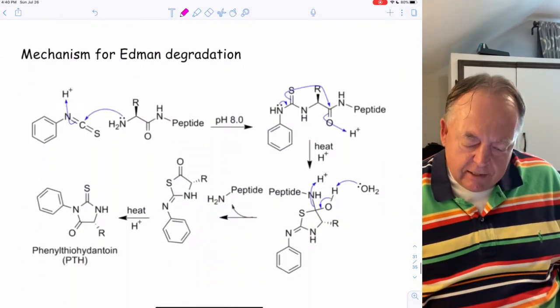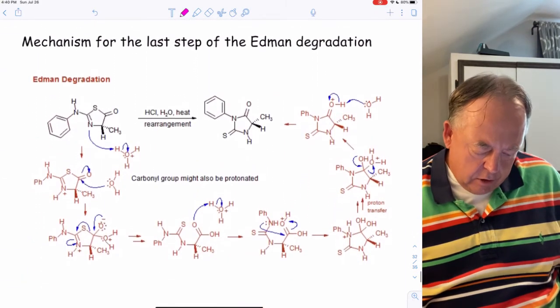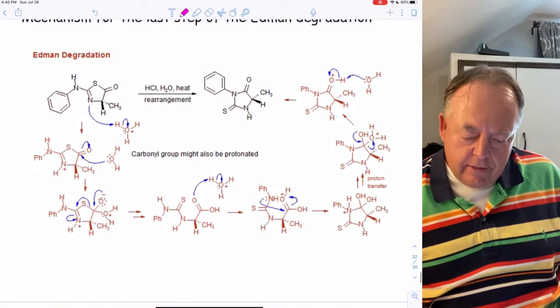So this just shows you the mechanism for an Edman degradation. I'm not going to expect you to know that. You can look through it if you're curious to know how that reaction happens.